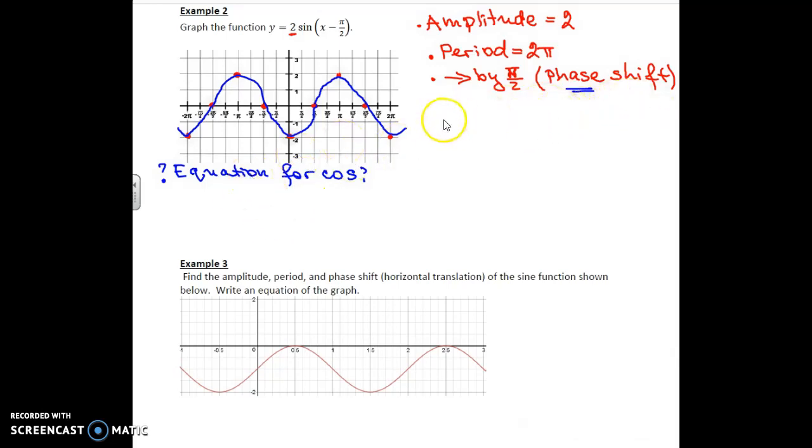This has the same domain of all real numbers. The range, though, is different. Range is negative 2 to 2, your close brackets. The period is the same, the midline is the same. I'm going to pause right here.